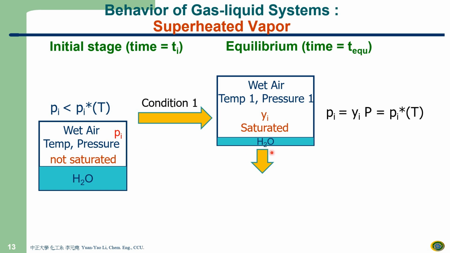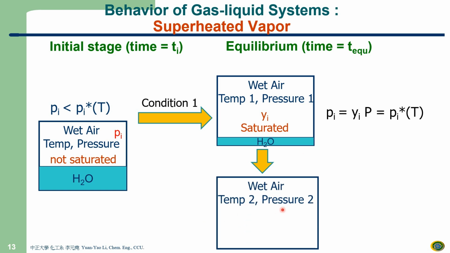And then if I change the temperature and pressure to make it become temperature 2 and pressure 2, and I make all the water vaporized, there's no more liquid water in the system. Of course, you have a Yi here, right? So there's no H2O liquid in this system. So this is condition 2. This is condition 1. This is condition 2. So this Y here will be what we call superheated vapor.